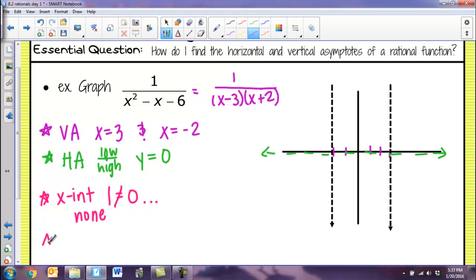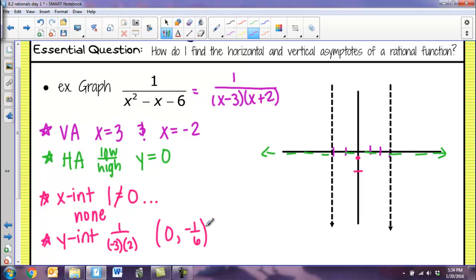Now I'm going to find my y-intercept, and wherever I have an x, I'm going to plug in 0. And again, if you plug in the factored form, it's going to take a little bit less time. So you'd have 1 over 0 minus 3, which is negative 3, and 0 plus 2, which is 2. So we'd have my y-intercept at (0, negative 1/6). Okay, so that one's going to be kind of weird to graph. If this is 1, it's like down here.